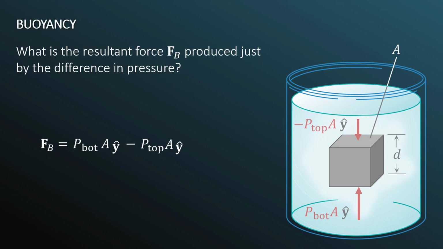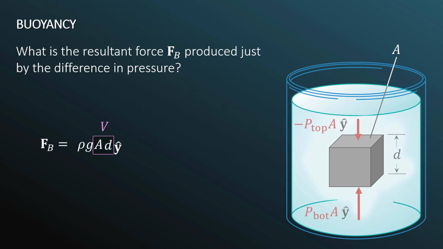Let's now factor out our unit vector y, and let's remember that pressure is, by definition, equal to the density multiplied by the gravitational field multiplied by the depth. And we can do that for both of these. And we can plug that in, and we can pull out our common terms such that we have the density of the fluid multiplied by the gravitational field, multiplied by the surface area of the block, multiplied by the difference in depth from the top of the block to the bottom. And this is really just our distance from the top of the block to the bottom. So we can replace this whole thing with d.